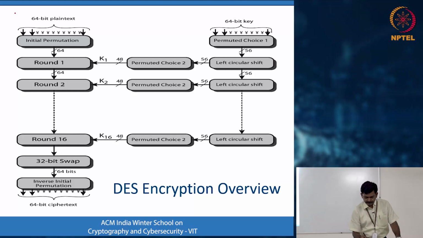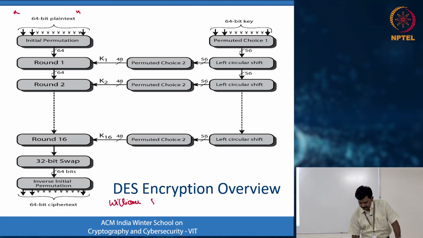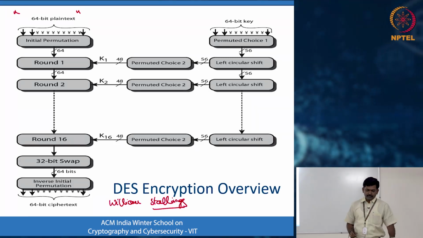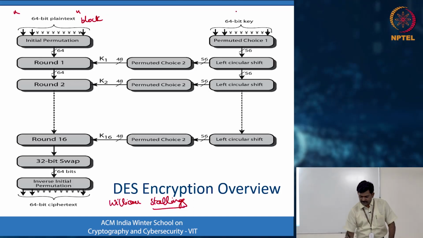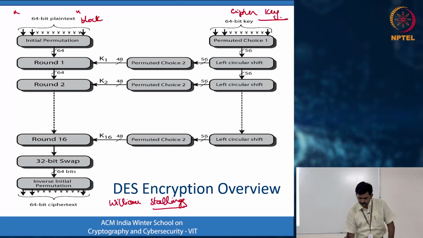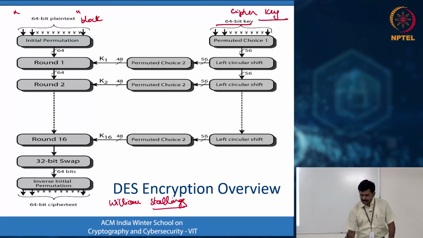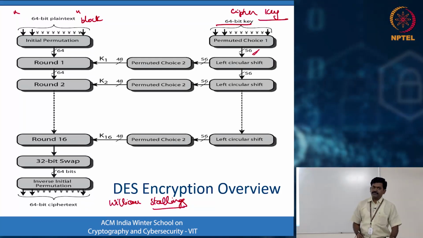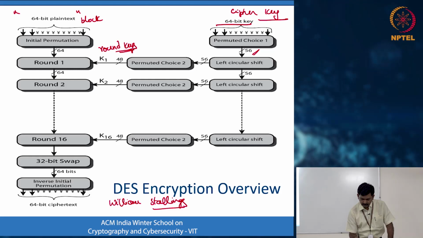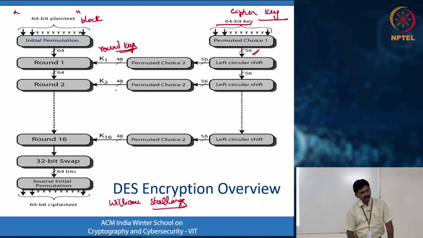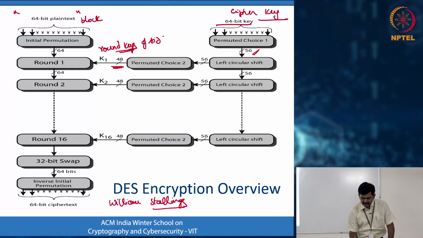So the algorithm takes, you can see, I am discussing all this from William Stallings. I think the book is already shared with you. So this is the plain text block, and this is the cipher key. What is the length of the cipher key? A 64-bit key is given, but on the key side, if you notice, it undergoes a permutation operation to get you 56-bit. And from then onwards, you generate round keys. By the way, what is the size of a round key? 48-bit. Each round key is of size 48-bit.